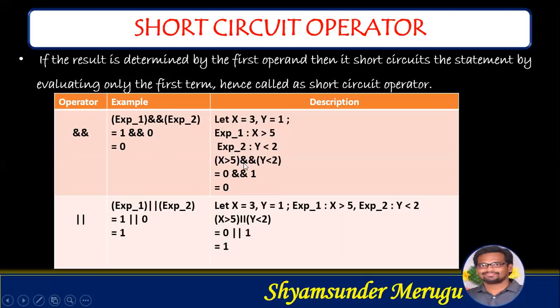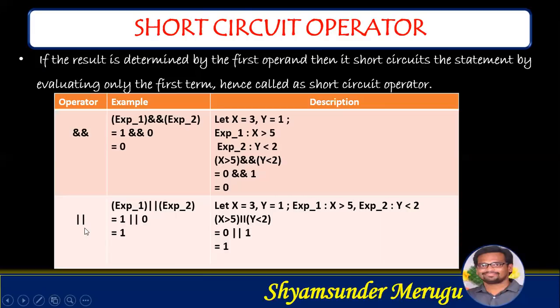Now when we go for the short circuit AND operator, the first expression is shown here. x greater than 5: x is 3, and is 3 greater than 5? No, right? So the value is 0. And y is less than 2: y is 1, and it is less than 2, so it is true, so we get 1. Now when the AND operation is performed, both the values must be non-zero, but here 1 and 0 are present, so the result will be logical 0.